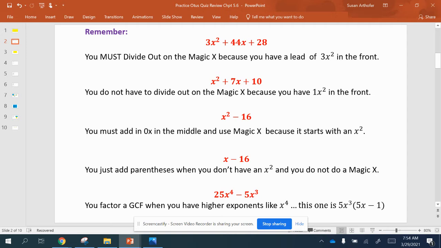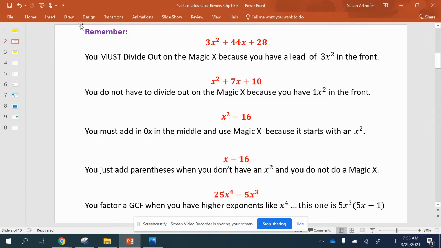Okay, one of the first things you need to know for this quiz to be successful is how a problem looks and how you're supposed to factor it. So for the first problem, it starts with a 3x squared right here. Because it has a 3x squared, you must divide out on the magic x because you have a 3 in front of the x squared. Now anything with an x squared, so this one and this one, require the use of the magic x, and it says so right in the directions right there, right? So because it has x squared, you know that you're working with the magic x.